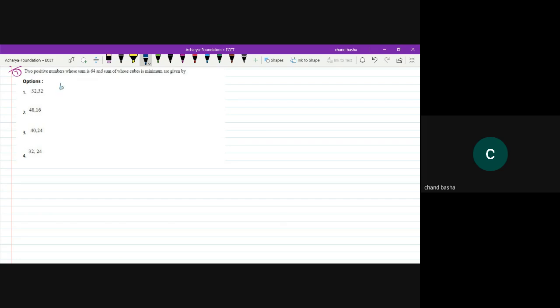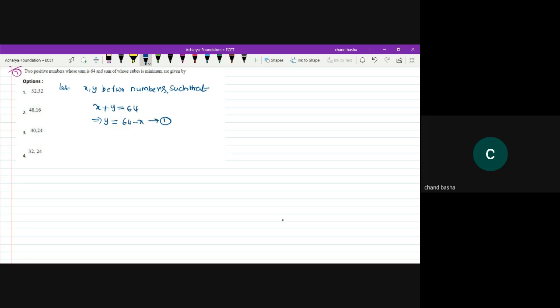So let us consider two positive numbers. Let x comma y be two positive numbers such that, what is the first condition? x plus y is equal to how much? 64. From this, y is equal to 64 minus x. Let it be equation number 1.